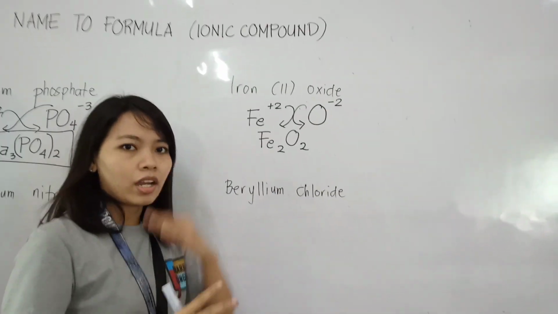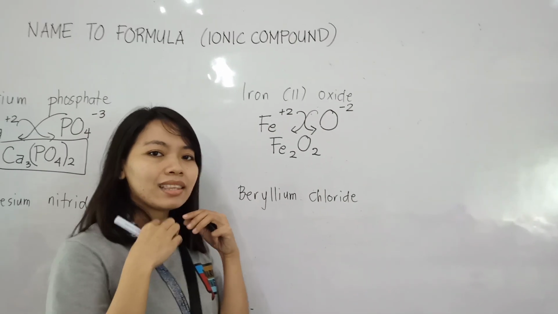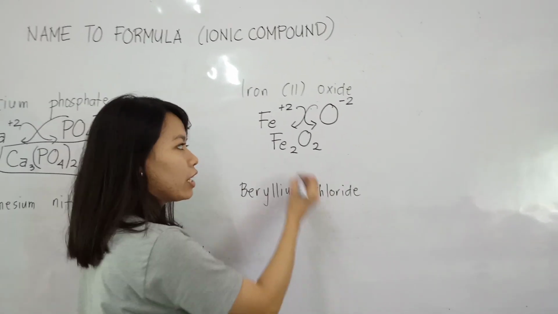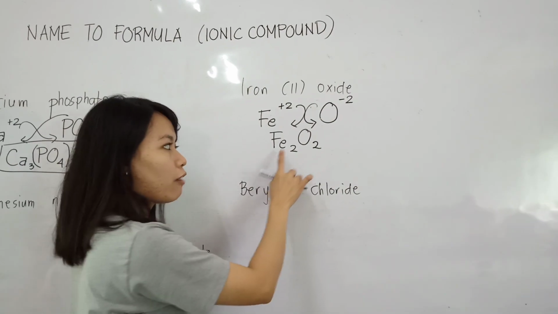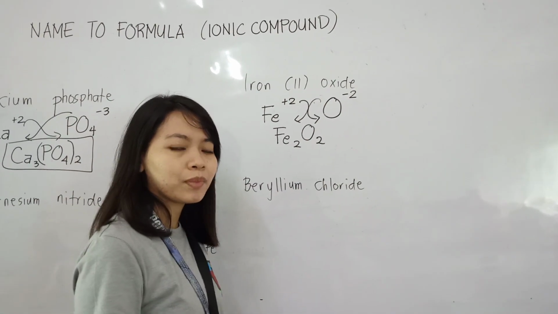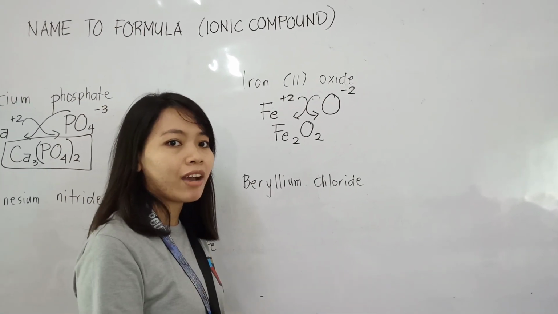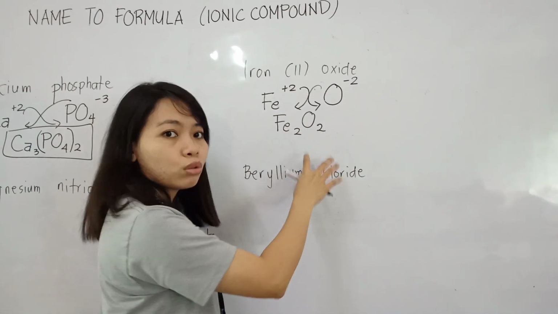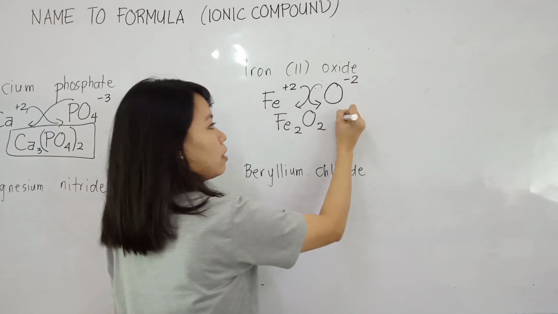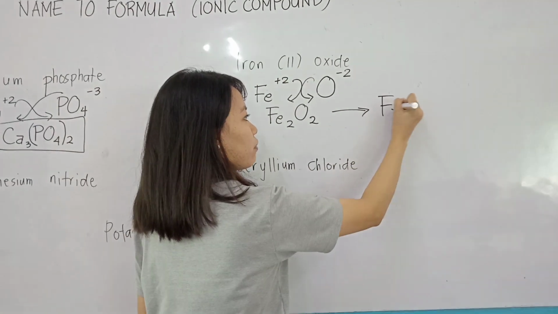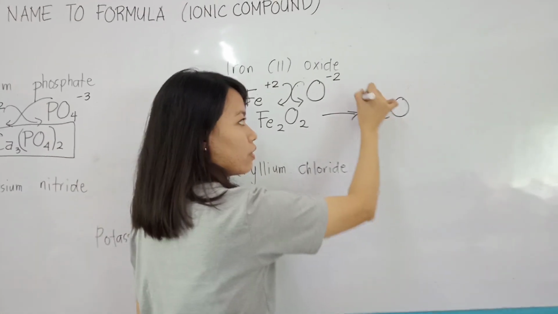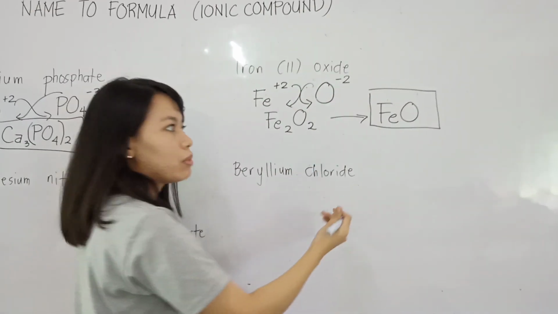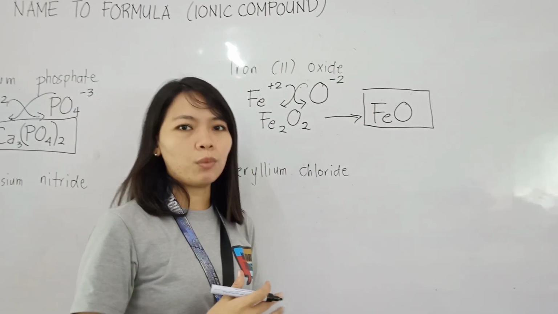The last step natin is kailangan na natin i-simplify ang chemical formula ng compound. Palagay niyo pwede natin ma-simplify ang Fe2O2? Yes, pwede pa natin siya ma-simplify since meron silang common denominator. Divided by 2, ito mga subscript na yan, magiging FeO. Therefore, ang final answer natin for iron 2 oxide chemical formula is FeO.